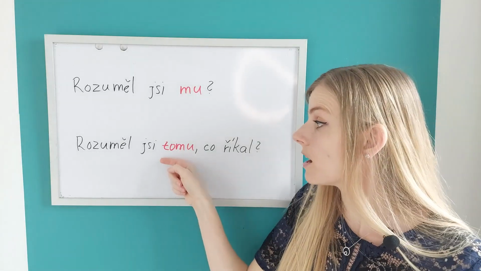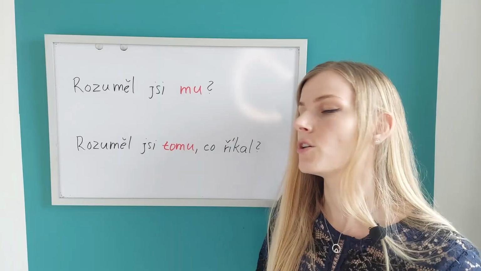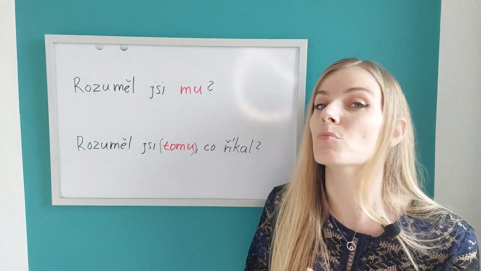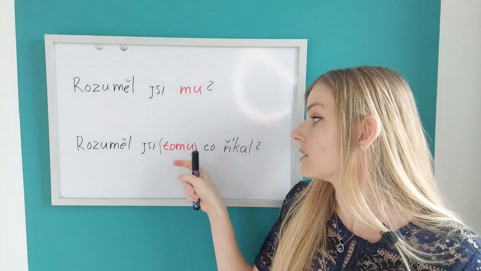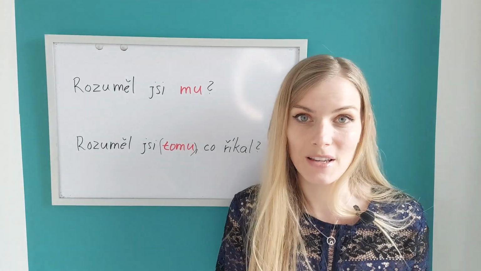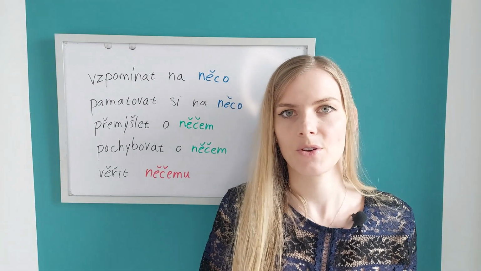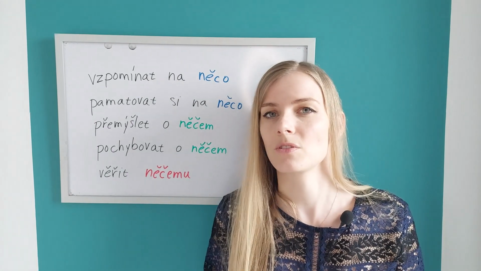In this case, we don't have to use this demonstrative pronoun. We can easily leave it out. Rozuměl jsi, co říkal? And it's completely fine. But we can keep it there. Let's see more examples where we have this similar construction. Let's first take a look at the category where you can leave out those demonstrative pronouns.